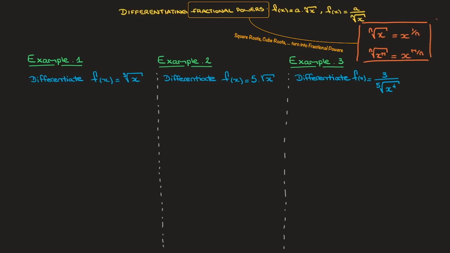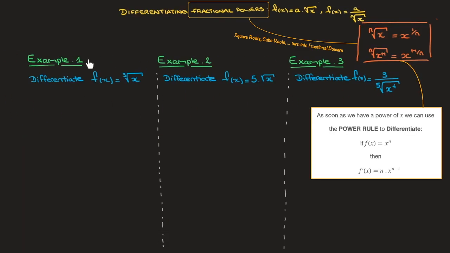What these results enable us to do is write any x which is expressed under a root as a power of x. So let's see how that's done with this first example. We have to differentiate f of x which equals the cubic root of x. Well, first of all, using the result we've just seen, we can go ahead and state that f of x is equal to x raised to the power of 1 over 3. Indeed, since we're dealing with a cubic root, the number on the denominator of this fraction is a 3.